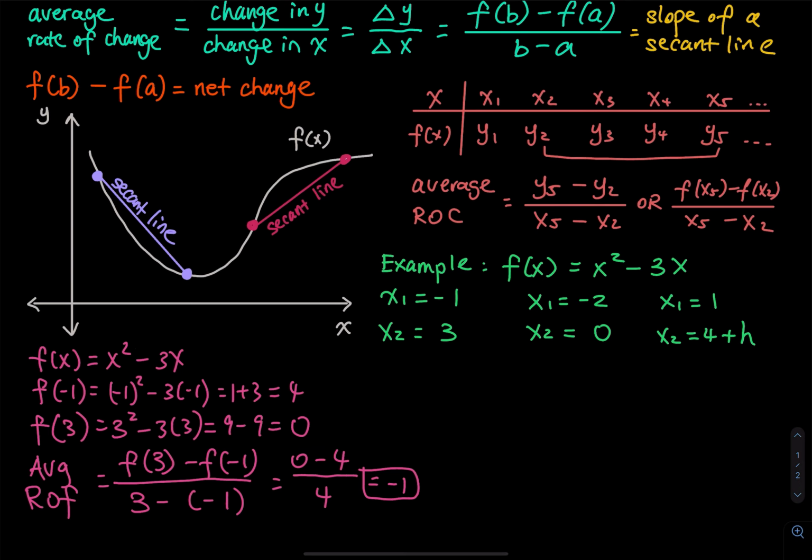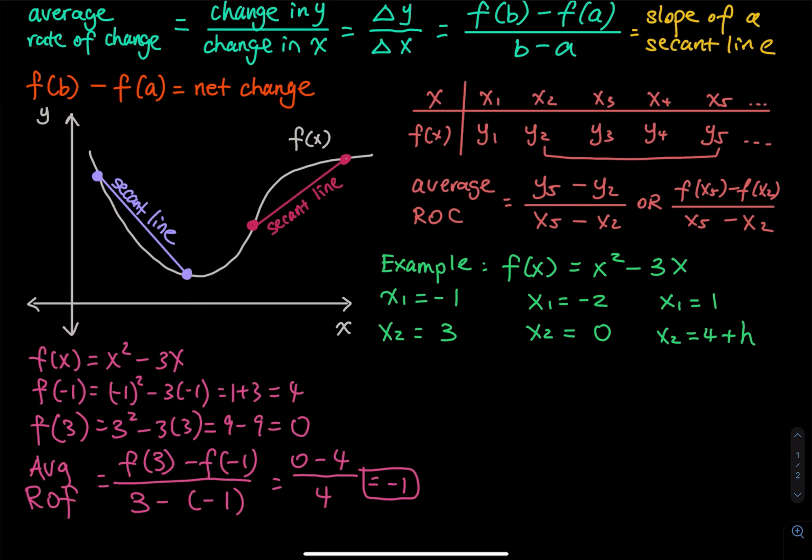The slope between negative 1 and 3 is approximately negative 1. The slope of a little piece of curve between x equals negative 1 and x equals 3 is approximately negative 1. So that means the curve must be going downhill. All right, how about the next one?